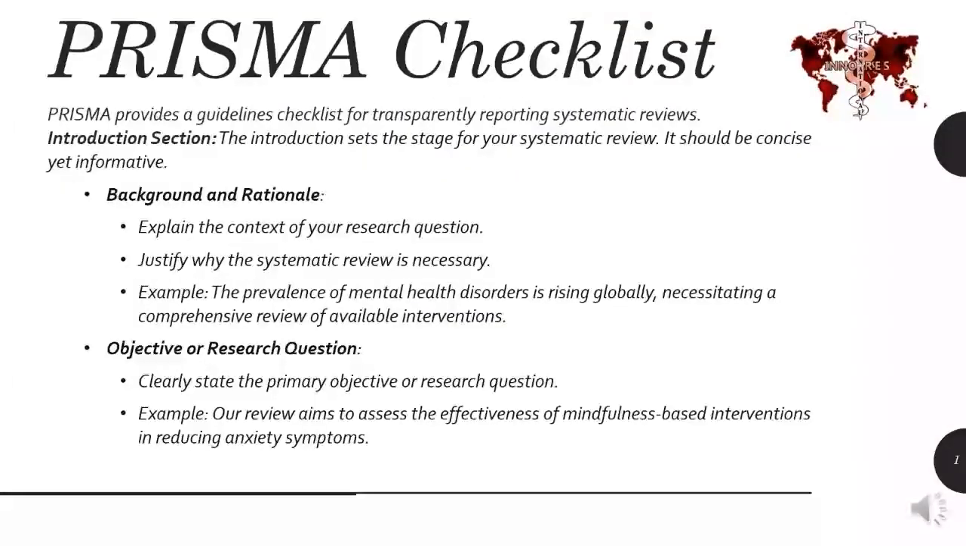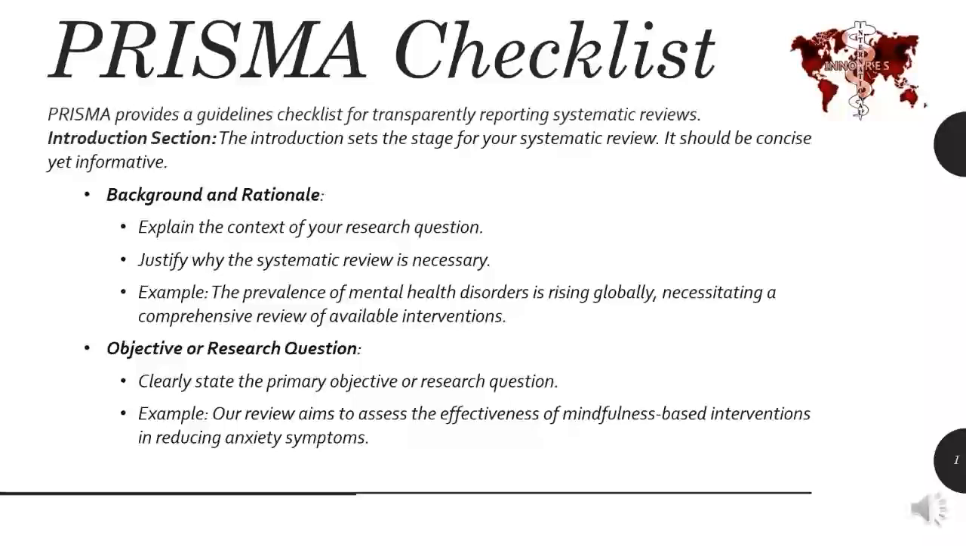So moving on to the Prisma checklist. As I mentioned earlier, the Prisma checklist is a 27 item guide for reporting your systematic review. It covers several aspects from the introduction down to the methods, the results, and the discussion aspects of your systematic review. However, the Prisma items actually start from the title.